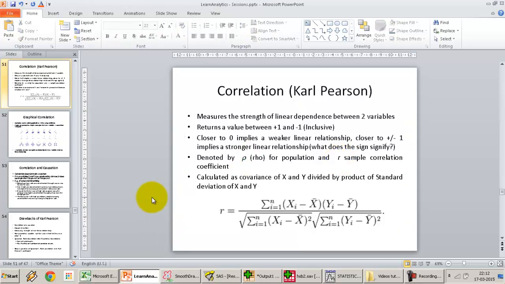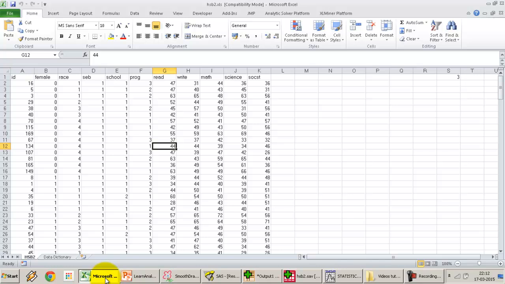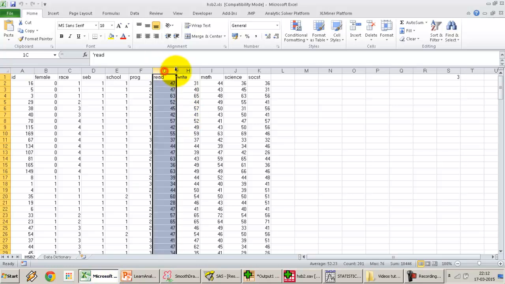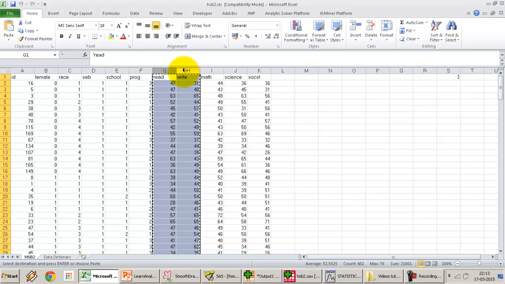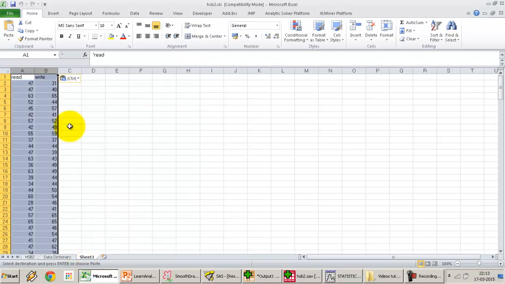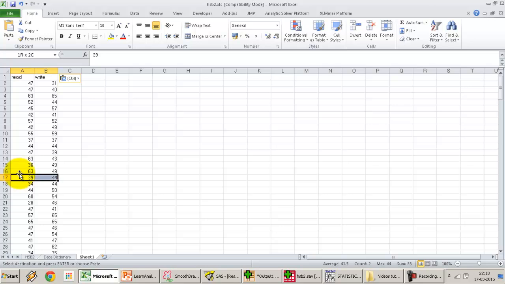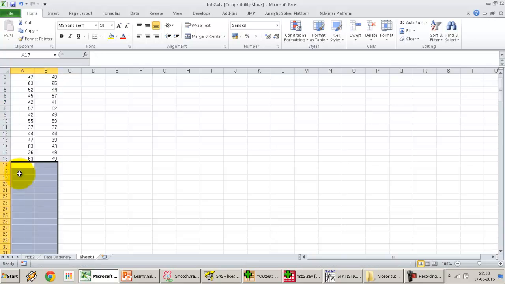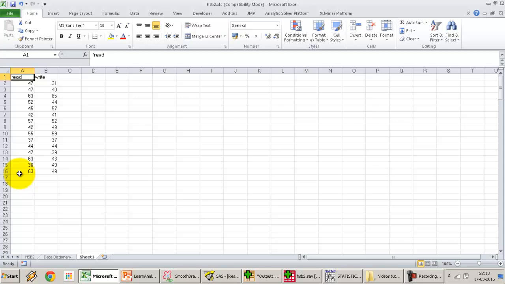So I'm going to take a simple data set and demonstrate how we actually calculate the correlation. I'm going to use the HSB data set. Let's pick out two variables, read and write, and check out the correlation for these two variables. Since we're going to do it by hand in Excel first, let's take only 15 observations, and I'm going to delete the rest of the data. So we just want to talk about these observations.